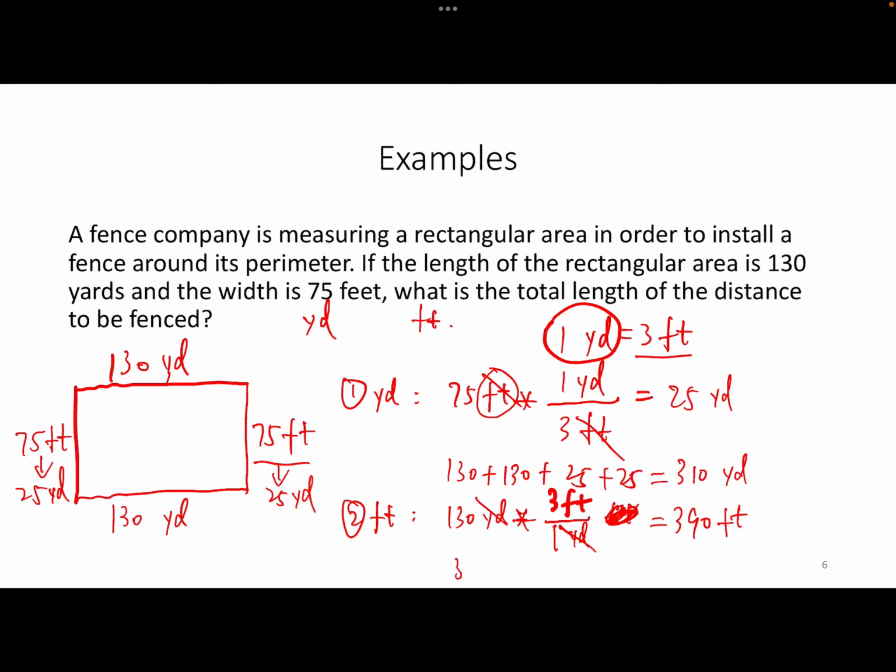Then the distance will be 390 plus 390 plus 75 plus 75. 390 plus 390 is 780, and 780 plus 150 is 930. Either way, whether you do this or this, either way is correct.